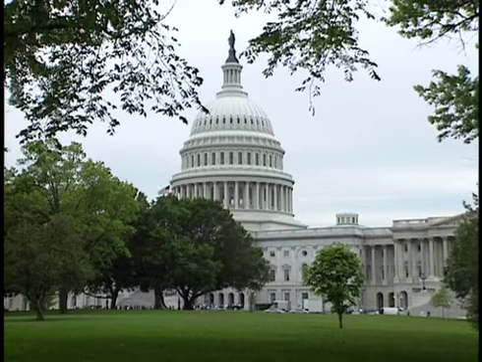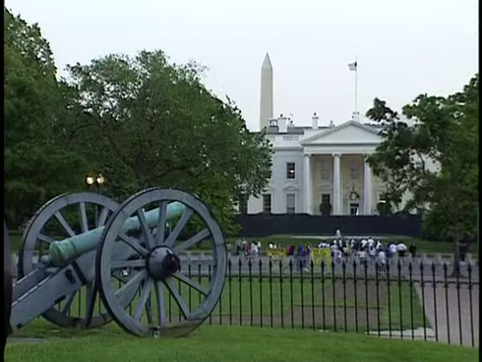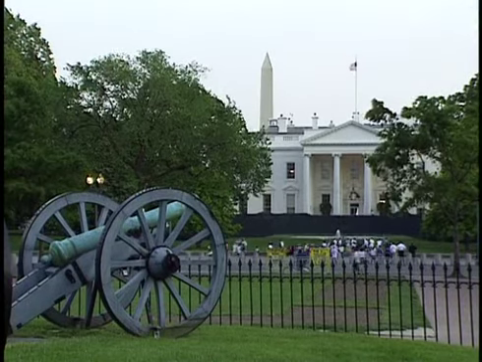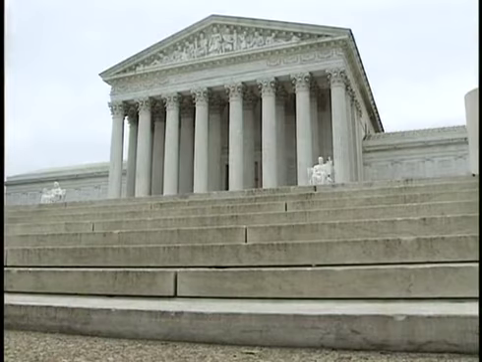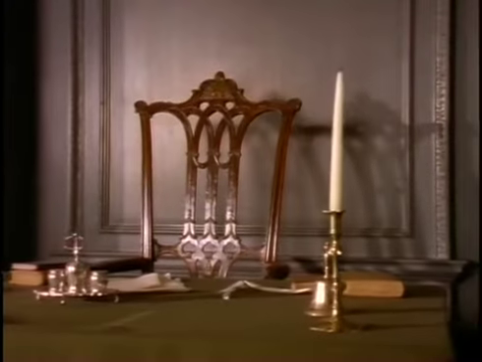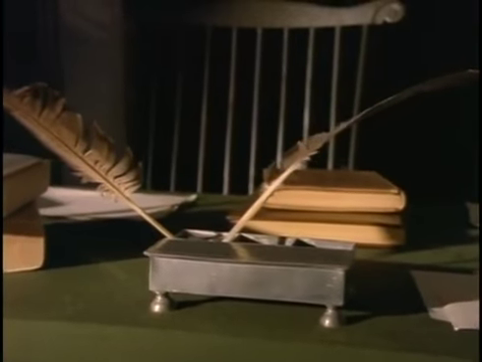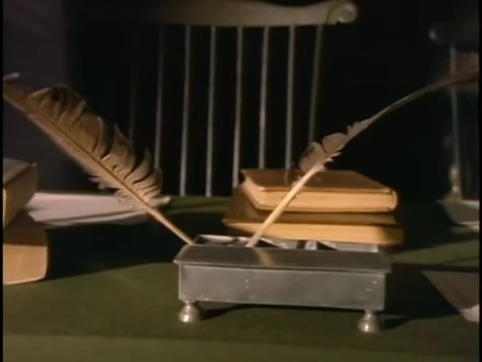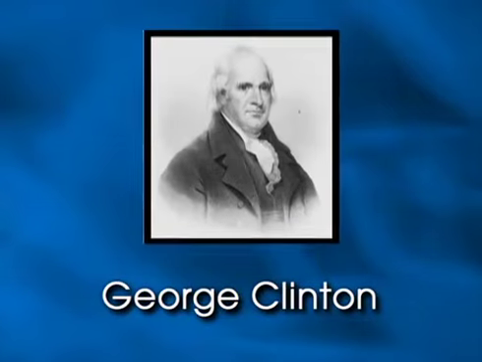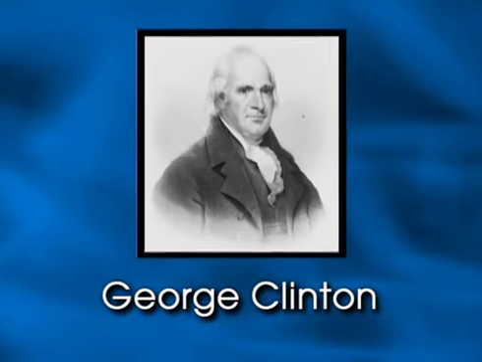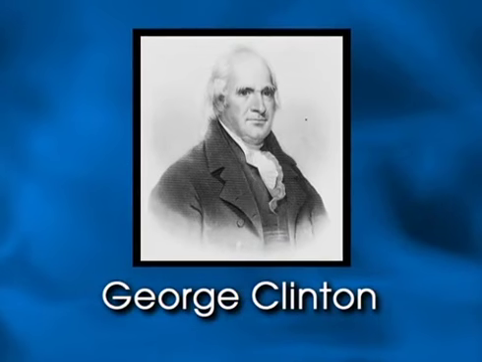This was not quite the 3-branch system of government that the U.S. Constitution would lay out, but it was a good start. The 1777 Constitution served as the fundamental law of New York State for 45 years, until it was amended or changed in 1822. George Clinton was elected New York's first governor in June 1777.